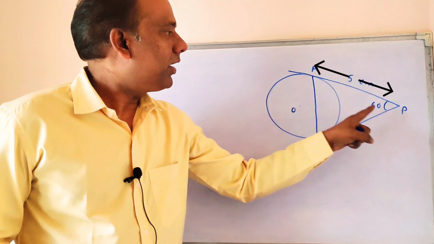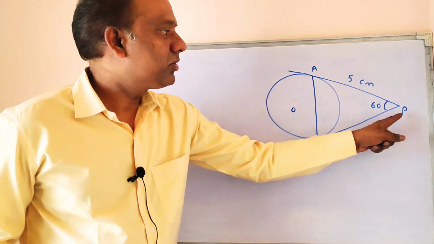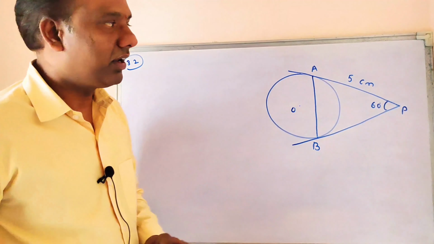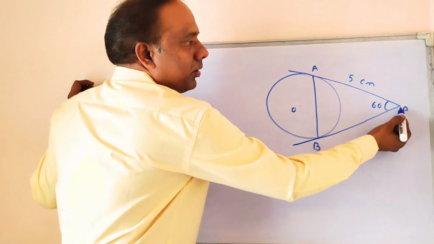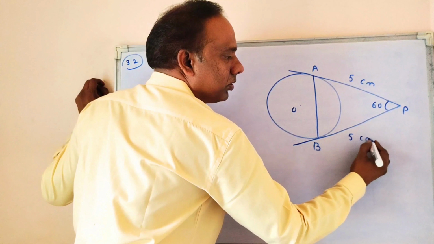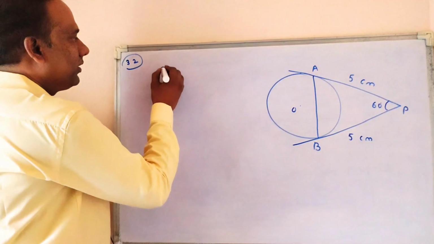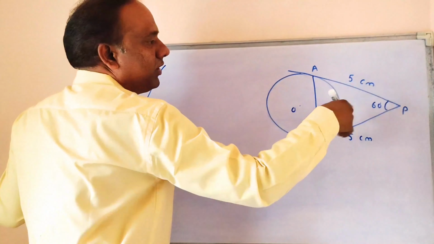So PA and PB are the tangents. Here point P is outside the circle. In this case PA is 5 centimeters, so PB is also 5 centimeters. And here I will explain one point. Suppose it is actually a triangle now.